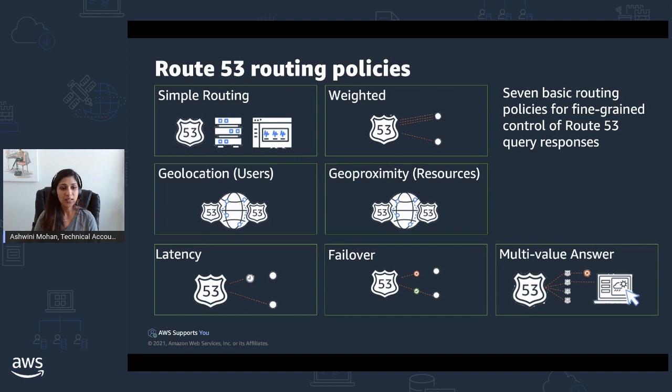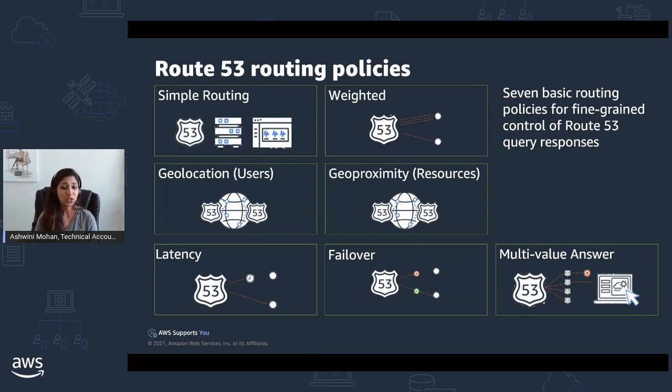And the next is the geolocation routing policy. As the name suggests, geolocation routing lets you choose the resources that serve your traffic based on the geographic location of your user, meaning the location that the DNS query originates from. For example, you might want all the queries from Europe to be routed to the load balancer in the Frankfurt region. So that's where you use the geolocation routing policy.